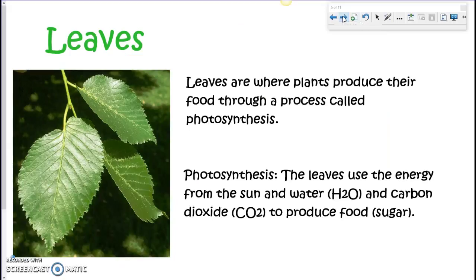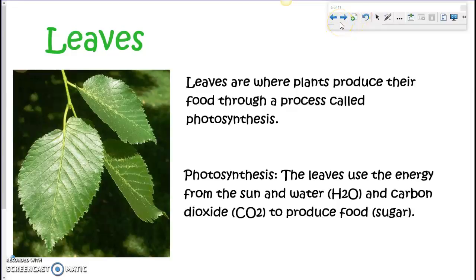Alright. Next we have the leaves. This is where the plants produce their food through a process called photosynthesis. Photosynthesis is where the leaves use the energy from the sun and water and carbon dioxide to produce food.